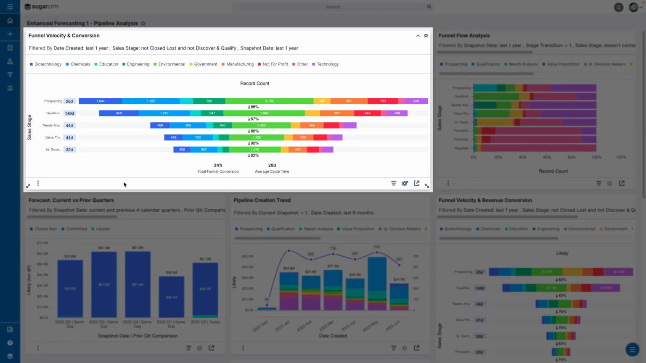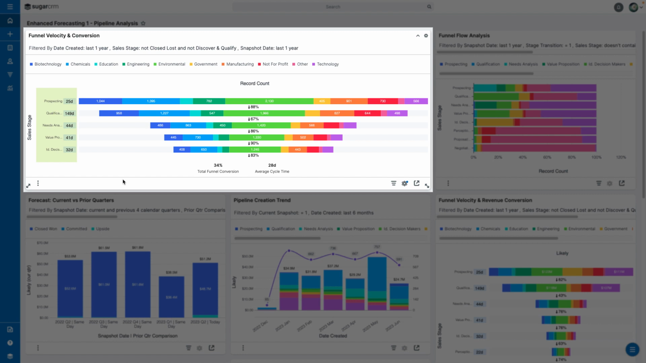The funnel velocity and conversion report provides a type of cohort analysis which looks at what happens to all active opportunities that were created in the past year as they pass through the sales stages from top to bottom. The values along the left side of the funnel on the y-axis show the average number of days that the opportunity spent in that stage of the sales cycle.